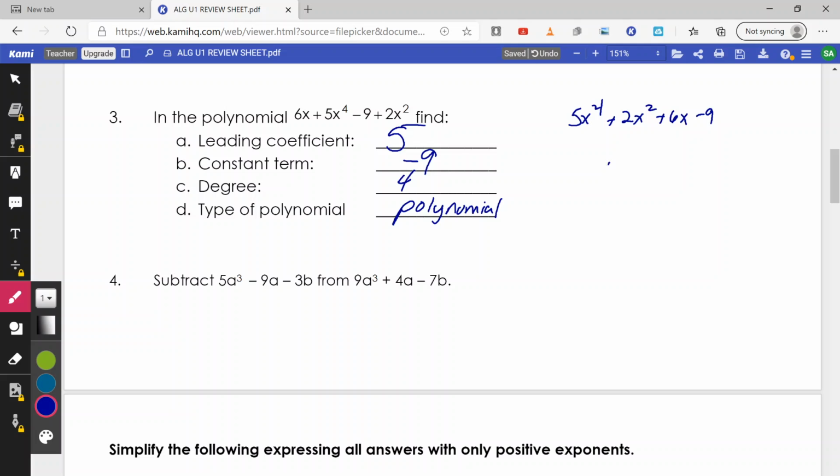Because remember, one term is a monomial. A binomial means 2. A trinomial means 3 terms. And then poly means 4 plus terms.